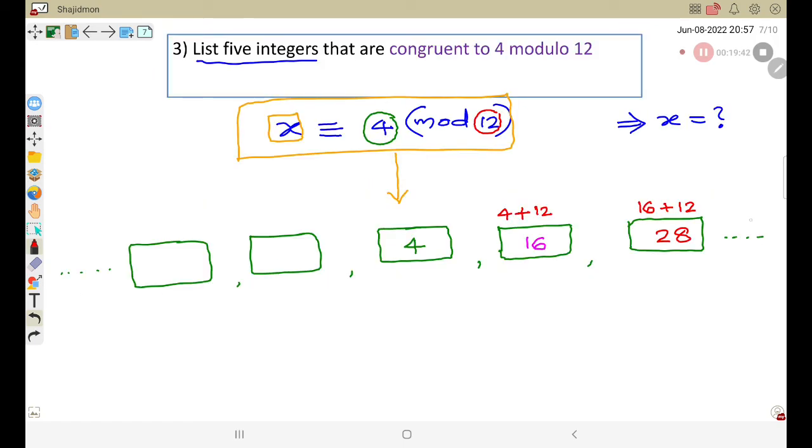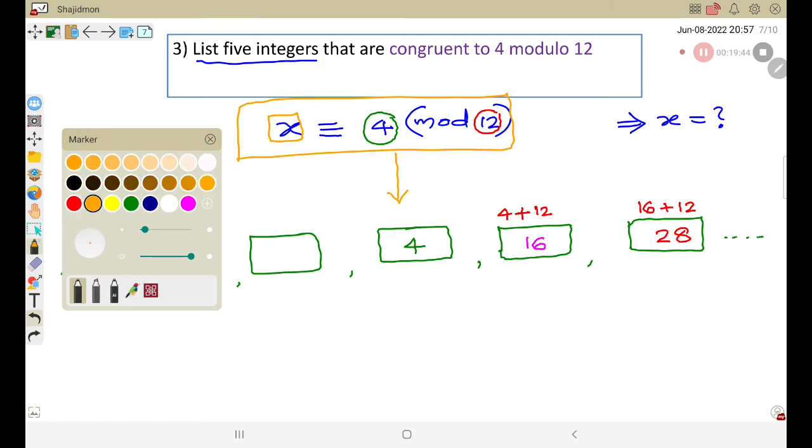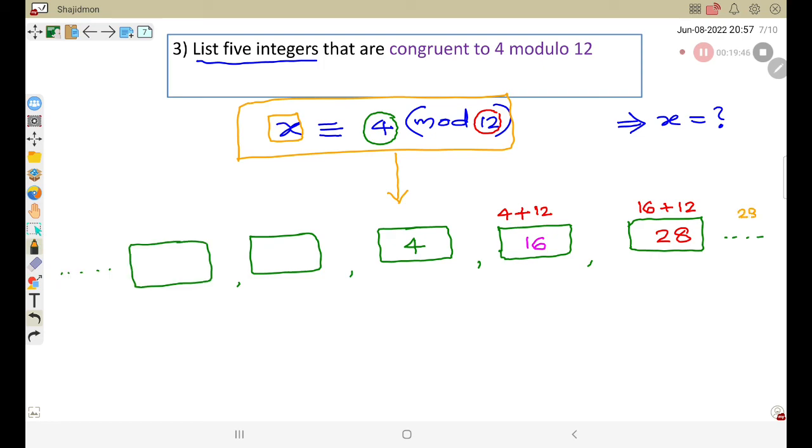Now if you want the next number, what will we do again? Again 28 plus 12. Okay, so we will get 40. Like that it is continuing. How many numbers do we need? We can write so many numbers easily. So that means these are all the x numbers we can choose.